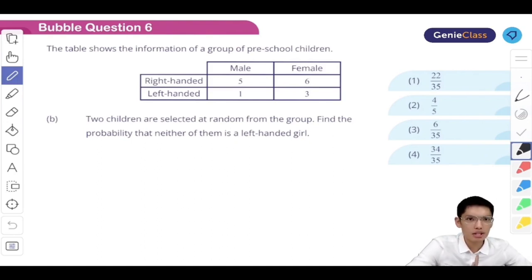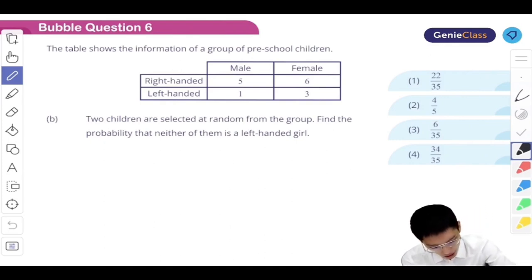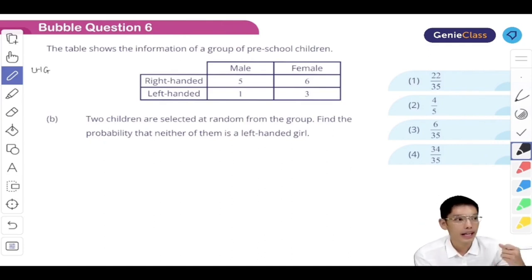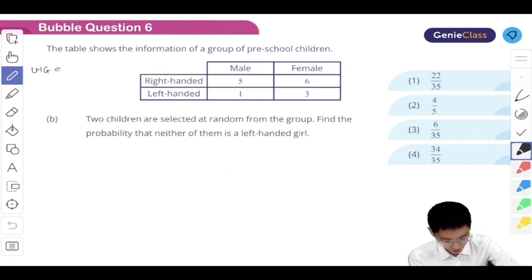Again, this one is very specific. It's not left hand and right hand because I'm talking about a left-handed girl. So how do I classify my two branches? Very important. Over here, if I talk about the left-handed girl, I can say LHG, say for example, is my left-handed girl.